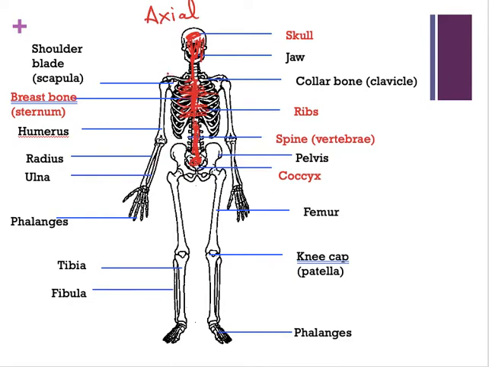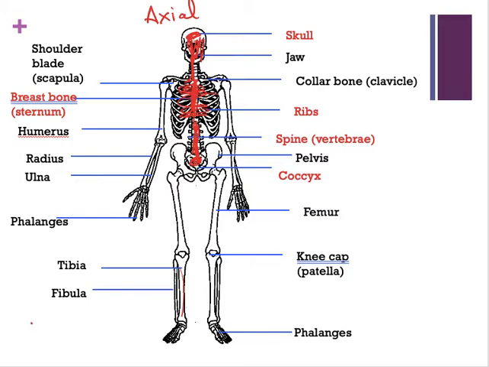And we have our pectoral girdle, which is up here at the top in the shoulders. And then we have the limbs coming out of them. So we have our arms and we have our legs down there. So all of those make up our skeleton.